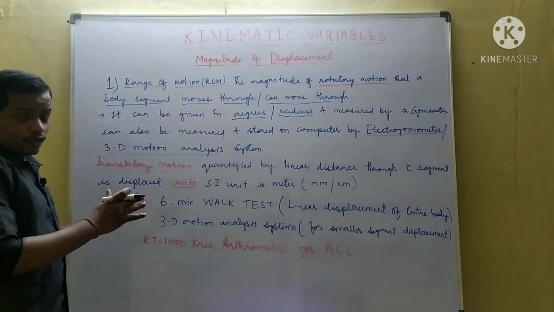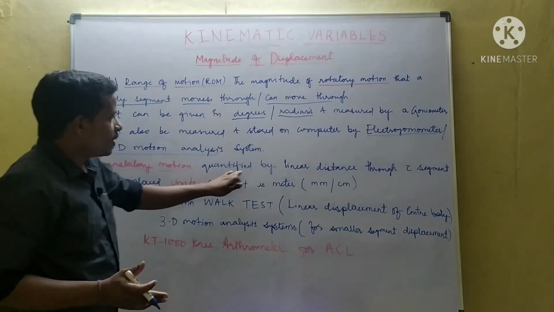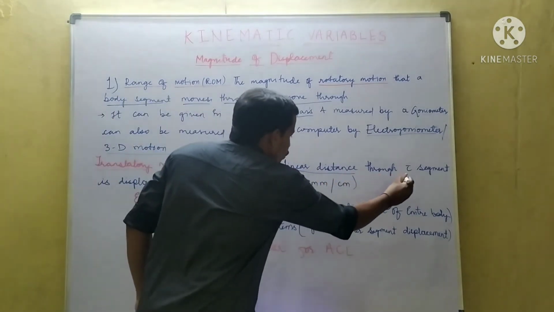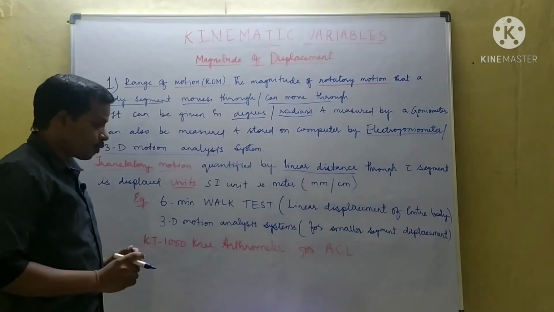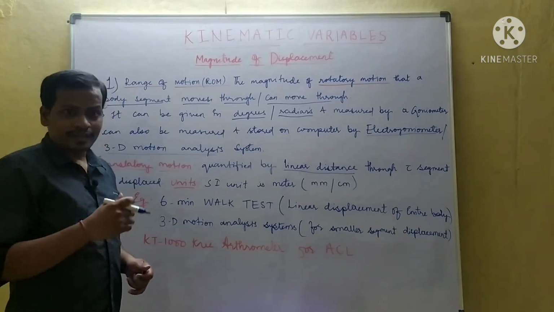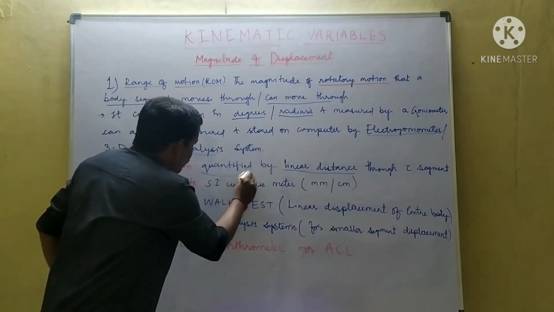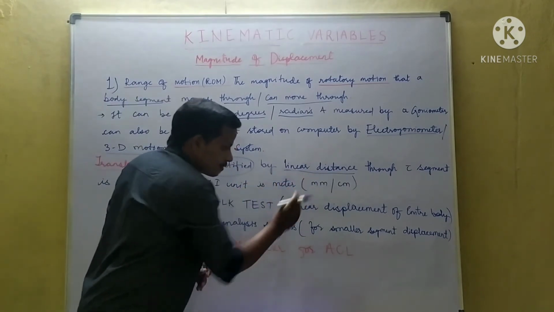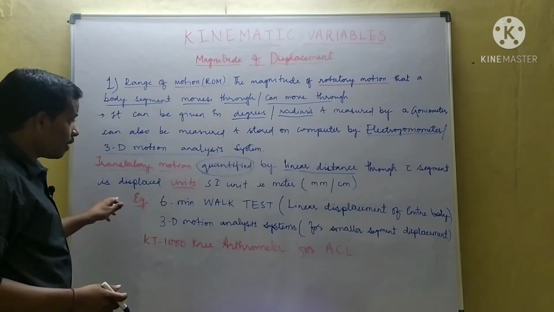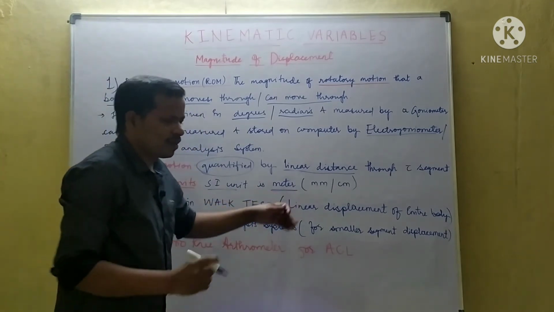Now the magnitude of the displacement with respect to translatory motion, what is it? It is quantified by the linear distance, this is very important, through which the segment is displaced. As I said in my types of displacement video, translatory motion is also known as linear displacement. It is measured by how much linear distance the segment goes through, and it is measured in the SI unit, meter, or in millimeters or centimeters.